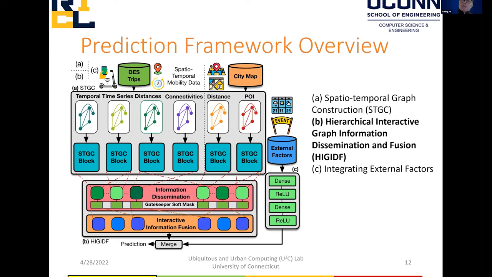This is the overview of our prediction framework, and we have three major components. The second part is related to how we build the graph interactions.